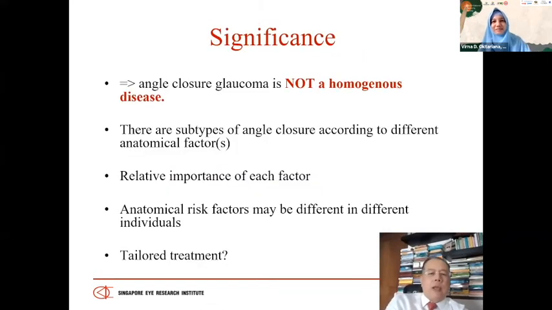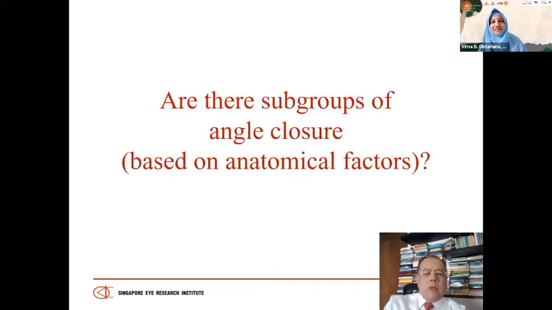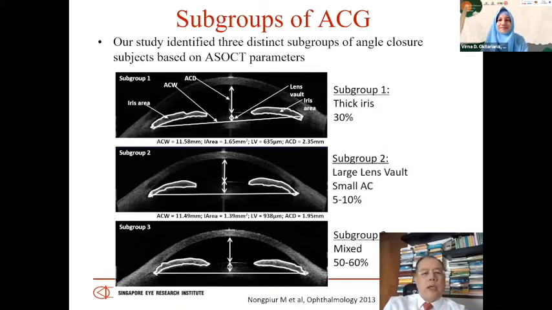So these studies have shown that angle closure glaucoma is not a homogeneous disease. There are different subtypes of angle closure according to the different risk factors present in the patient, and the anatomical risk factor may vary in different people. So this is a study where we tried to ask the question, are there subtypes of angle closure based on anterior segment imaging? And we actually found there are three subtypes.